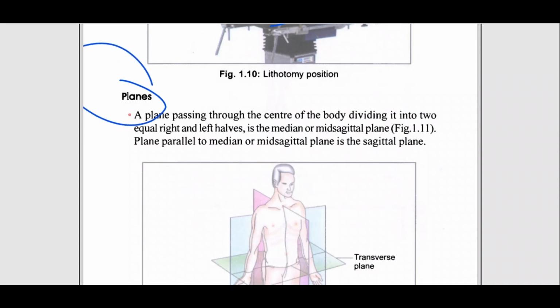इसके बाद positions के बाद we will be continuing with the planes. Now what are plane? Basically the planes आपकी body को different parts में divide करती है. First plane is the median or mid sagittal plane. Well, in median plane, it is a plane which passes through the center of your body and divides it into two equal right and left halves.